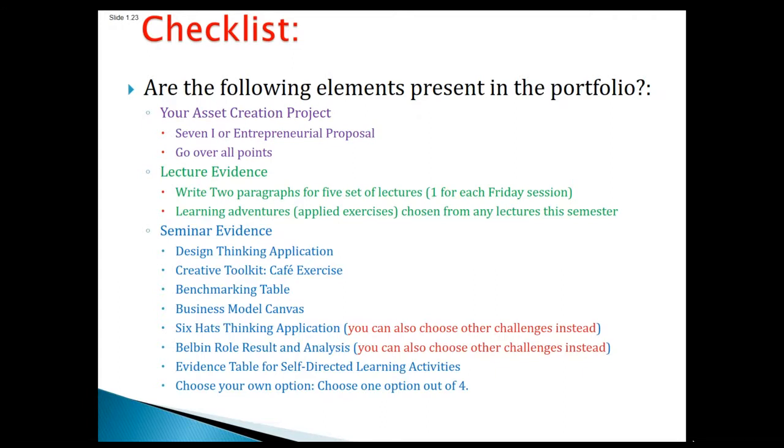After you finish the asset creation project, you will include your lecture evidence, which means 2 paragraphs for each set of Friday lectures. Actually, it is just 1 paragraph with 2 parts, right? Remember, it can be 1 paragraph with 2 parts. What are these 2 parts? What did you learn? And how will you implement? Okay. And then you apply 2 learning adventures or exercises from any of the lectures, but apply them fully.